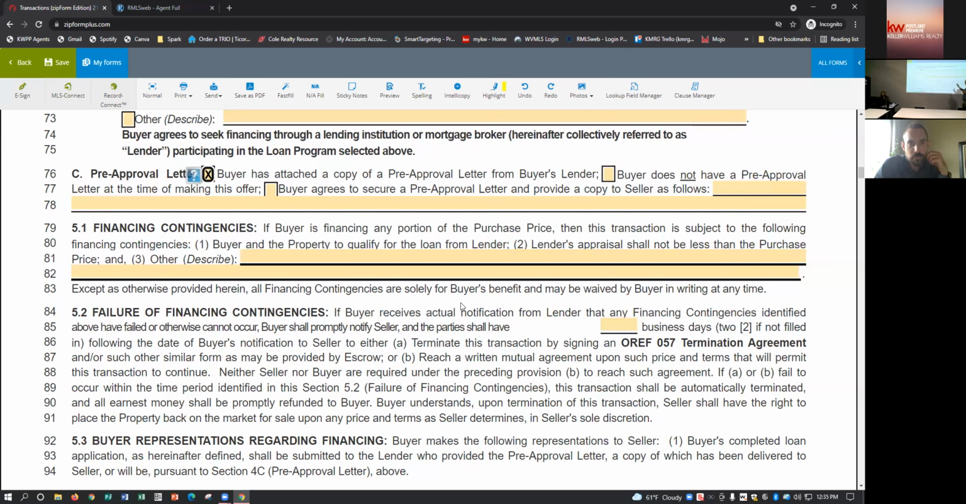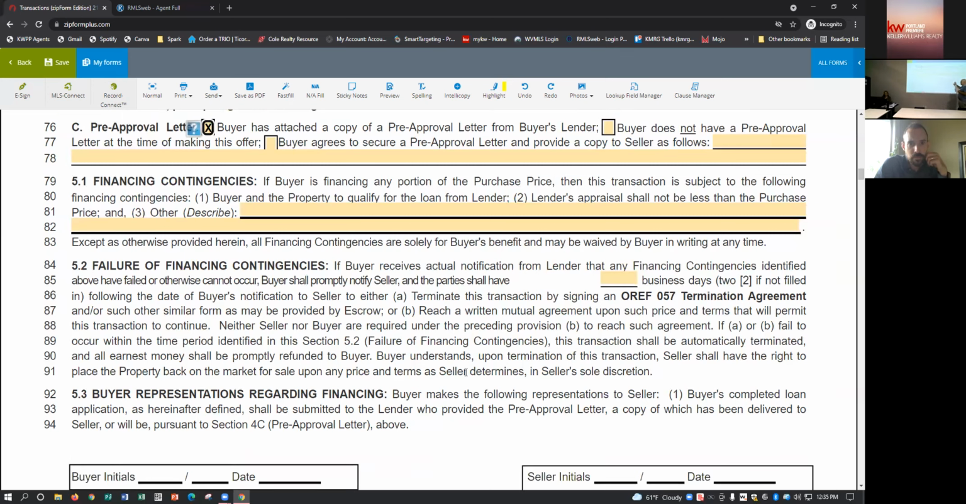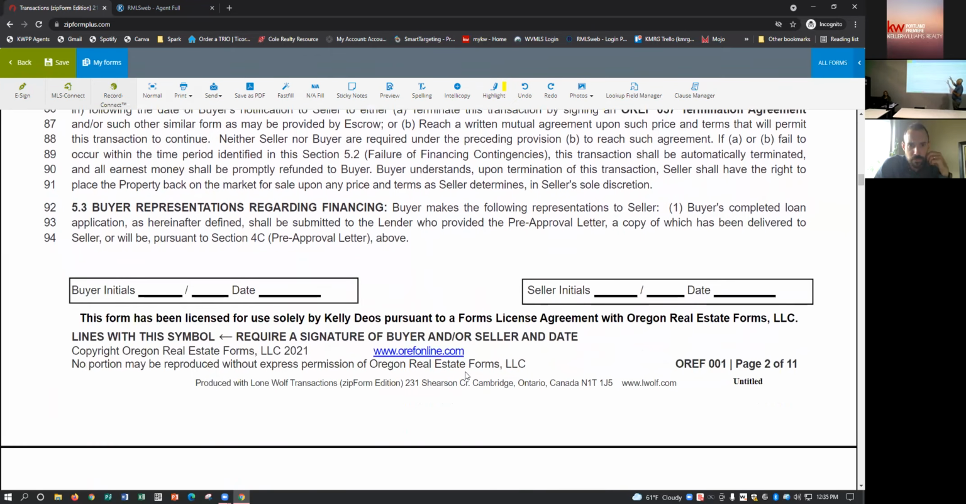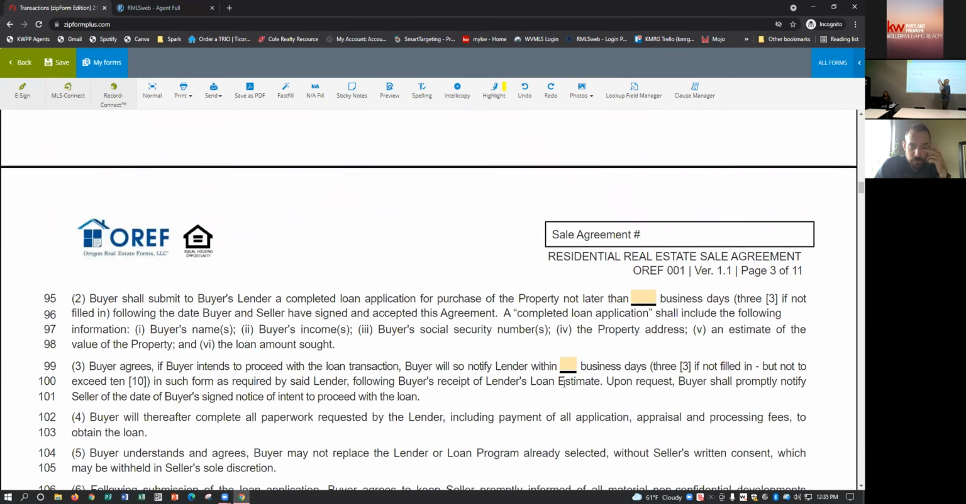Okay, so this is a big deal. Know this really well, know how to use it. 5.3, representations regarding financing. I'm not going to get into too much of this. You guys should all go through that. It's a whole other class. You should read 5.3, and there's a lot of requirements in here. The biggest hit though is your client's agreeing to make a loan application probably within 3 business days of this offer being accepted.